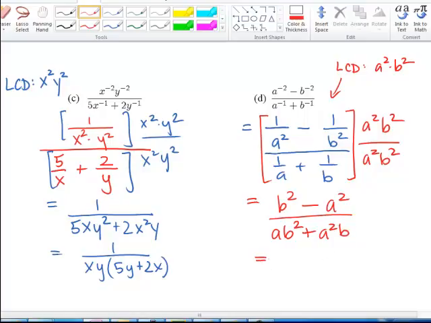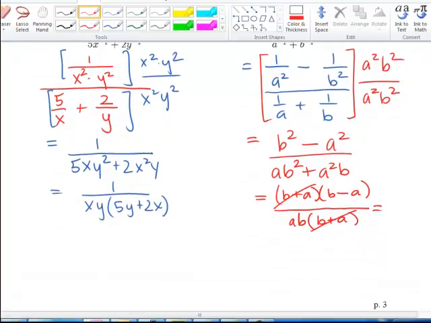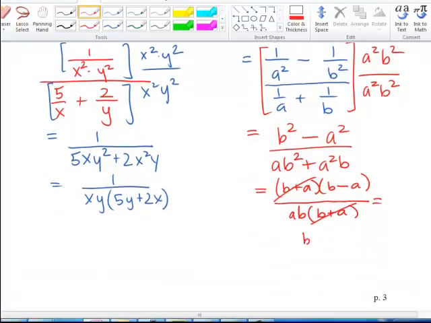This time when we factor, we'll actually be able to reduce this. So we've got b plus a times b minus a, because we have a difference of squares in the numerator. And then in the denominator we can factor out an ab, and we'd be left with b plus a. So we can reduce those, and our final answer should be b minus a over ab. But at that point there's nothing we can reduce because we don't have a factor of a or b in the numerator, we just have terms that are a and b.